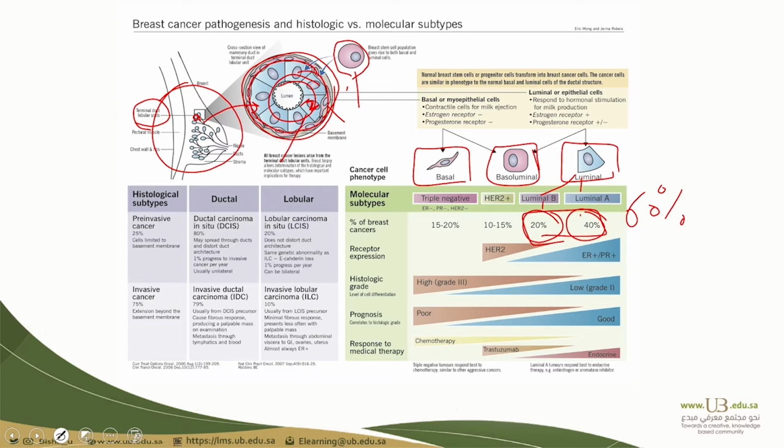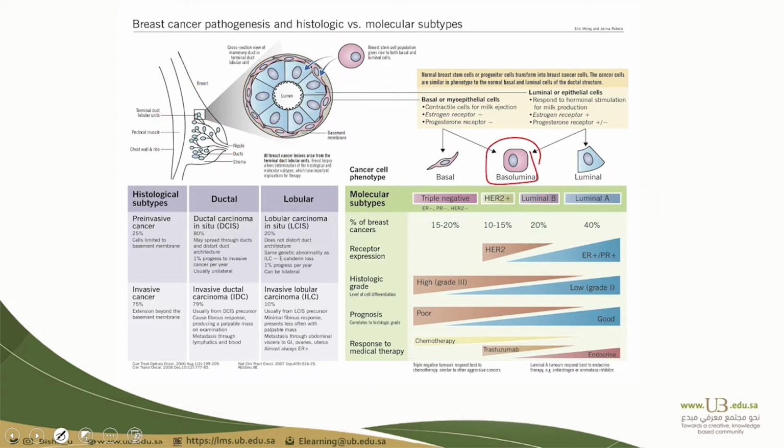The features of these cells: they are hormonal receptor positive. So you'll find ER and PR positive, estrogen and progesterone receptor positive. Usually they are low grade, have a very good prognosis, and respond to endocrine therapy.